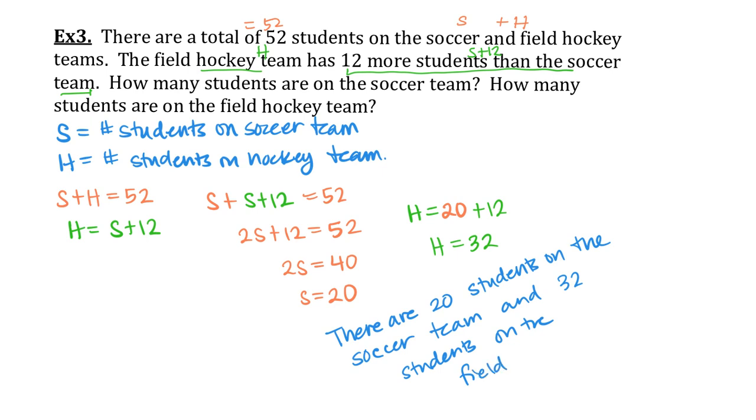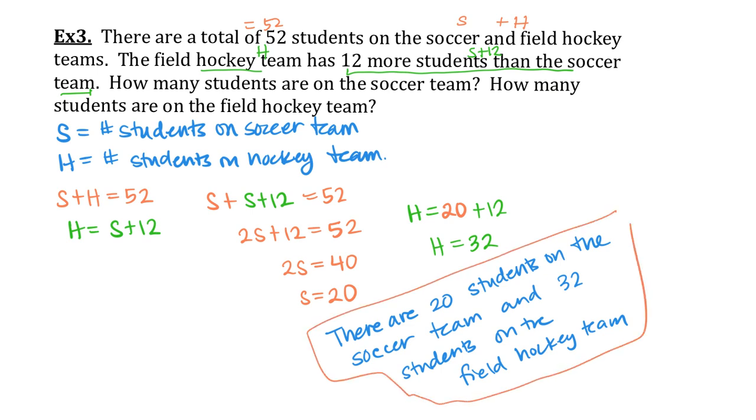Now I'm going to go back and read it just to make sure that makes sense, because sometimes these can get a little bit tricky. There are a total of 52 students on the soccer and field hockey team. So if I do 20 plus 32, I get 52. The field hockey team has 12 more students than the soccer team. So the soccer team has 20. The field hockey has 12 more. That makes sense to me. When you're done, just read it and make sure it makes sense.